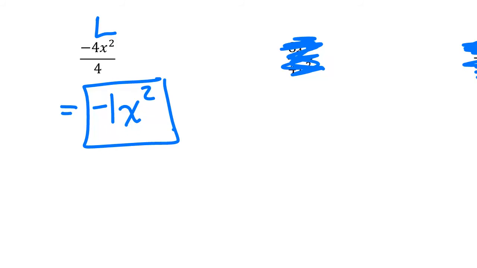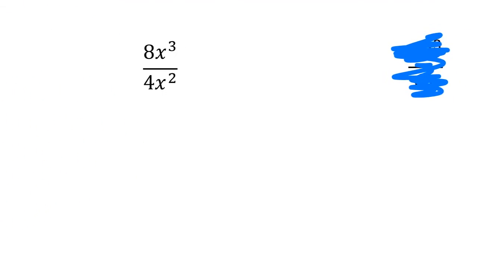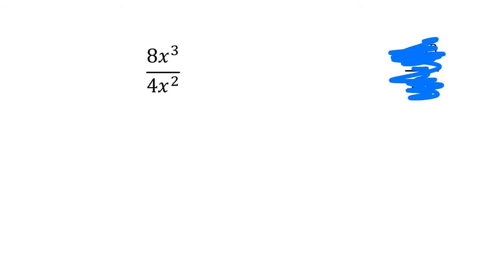So this is your answer. You could have also written it as just negative x squared. That means the same thing. Okay? All right, good job. Go ahead and try this one now. 8x to the third divided by 4x squared.